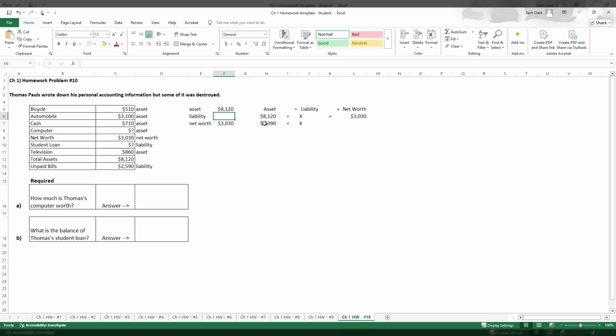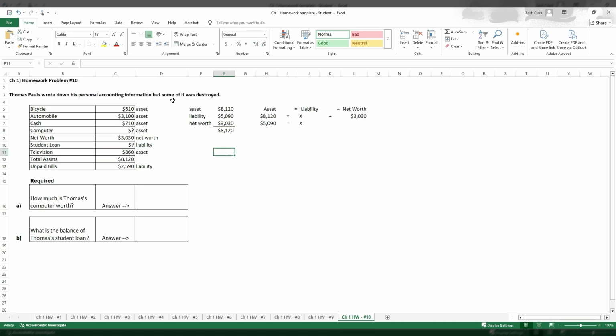I just did this as an illustration. If you're comfortable with algebra, you could have just taken assets minus net worth here, and you could arrive at the same calculation pretty quickly. And then you could add these together if you really want to ensure, and you can see that the sum of those two equals 8,120. That equals assets, and we're in balance.